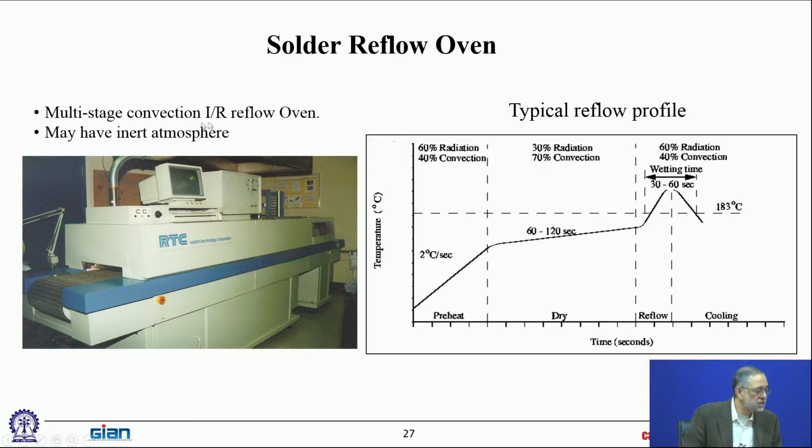And this is typically multi-stage. There are different zones at different heats for these different stages. And the heating is usually done with a combination of IR and convection. So you're using IR to heat up the air or nitrogen, and then using convection to cycle that hot air under all the components so all the solder can melt.